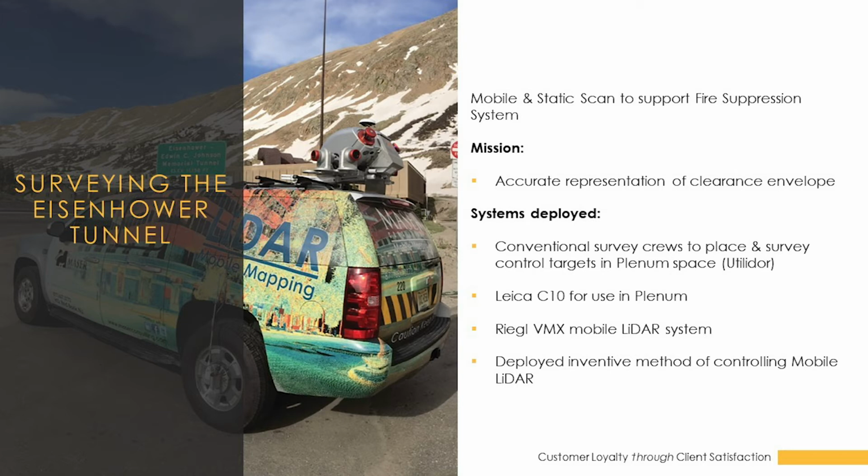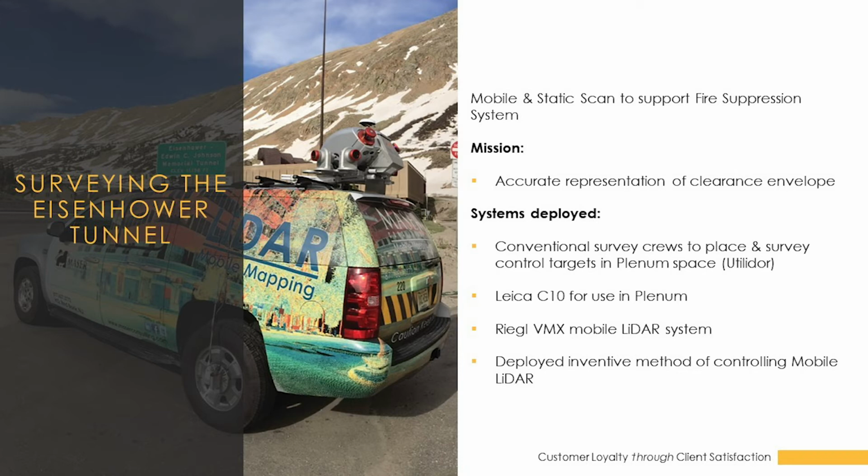And then, we deployed an incredibly inventive method of controlling the mobile LiDAR. So in the plenum was the control and the scan data. There was a series of vents that were visible top and bottom. So from the quality C10 static scan data, we extracted valuable point data on the vents, the vent system, and used that in controlling the mobile LiDAR. So that was a unique project and a very innovative method of controlling the data. So that's the second project that we thought would be of interest.